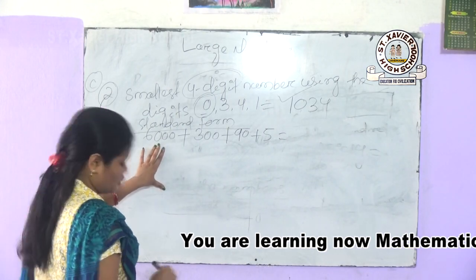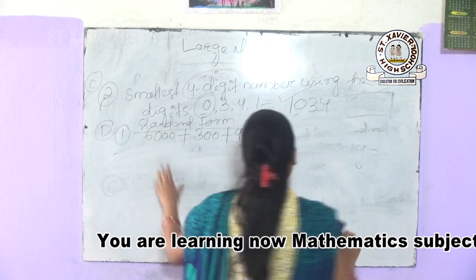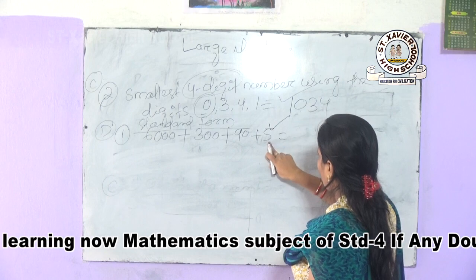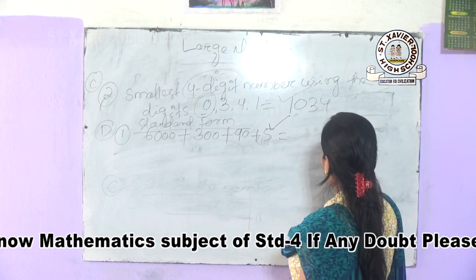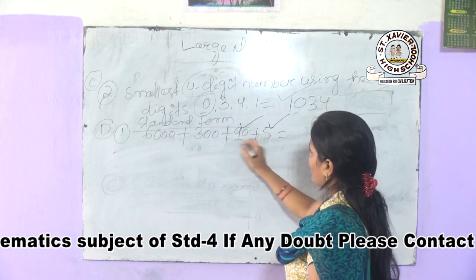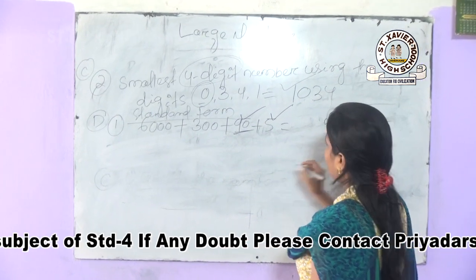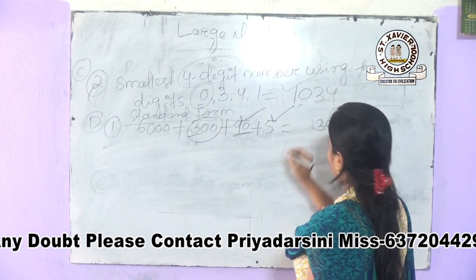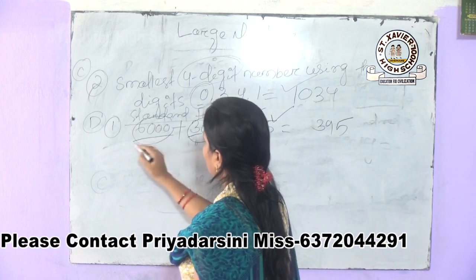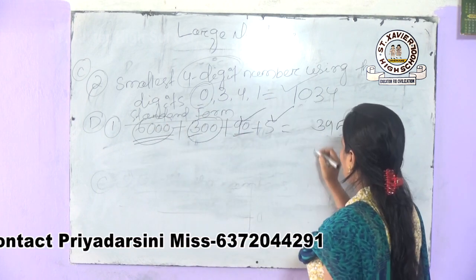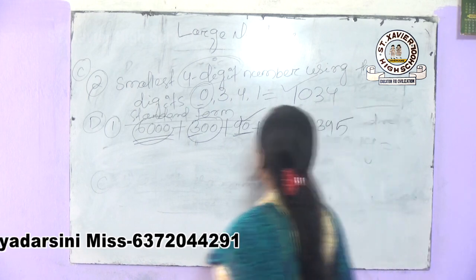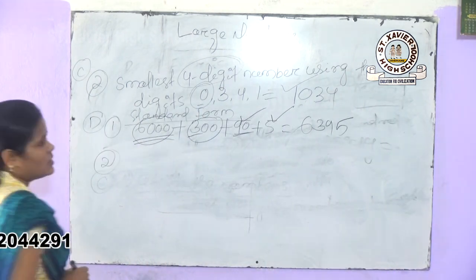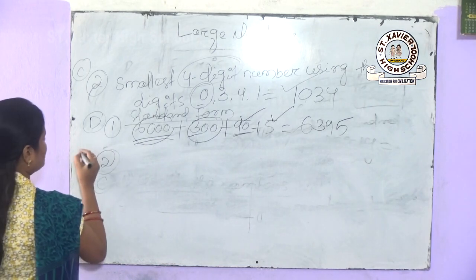So how can you write this number? First comes the ones place, 5 ones, 5. Then 90, 9 is in your tens place, so comes 9. Then 300, 3 is in your hundreds place, so comes 3. Then 6000, 6 is in your thousands place. So your answer is 6395.